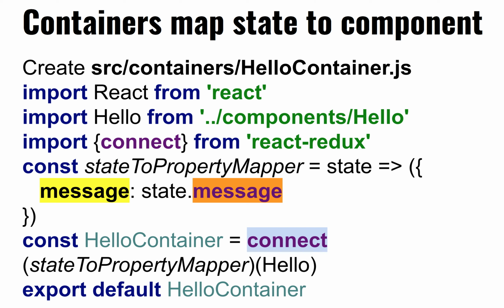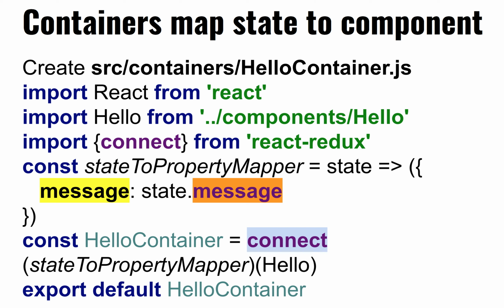Once this happens, notice that it's part of an argument to the connect. The connect takes two arguments. One is the state to property mapper, and there's another one after the comma. We'll see in a minute what it does. But the responsibility of this one is to first extract the data from the state, map it to a message, and then pass it along to the hello component. Make sense? Everybody okay?